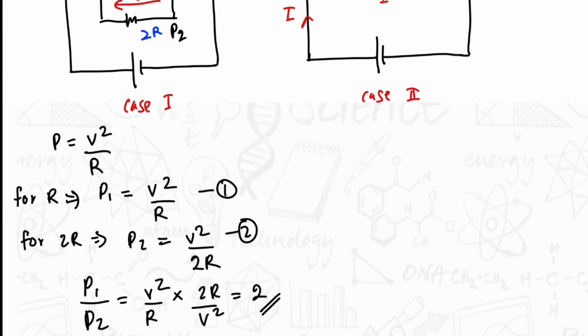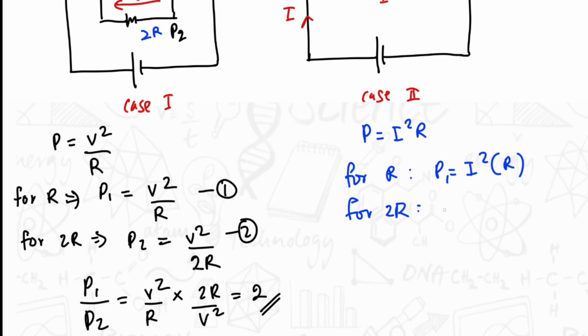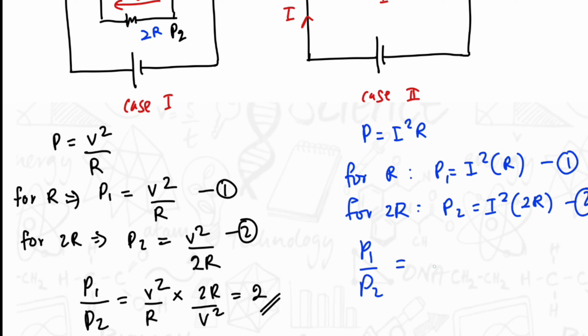And if we take the second case, since the current is the same, we can use the equation P is equal to I squared R. So for the R resistor, P1 is equal to I squared R. For the 2R resistor, P2 is equal to I squared times 2R. So if we get the ratio between these two, P1 over P2 is equal to I squared R over 2 I squared R, then we will get 1 over 2.